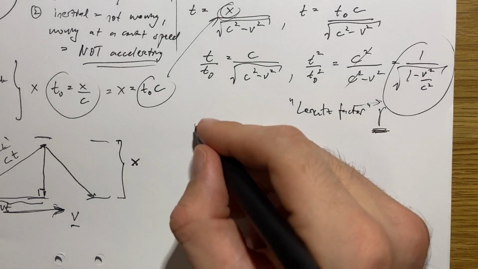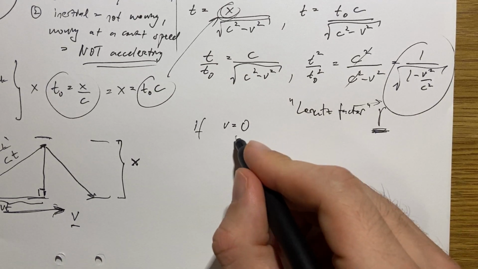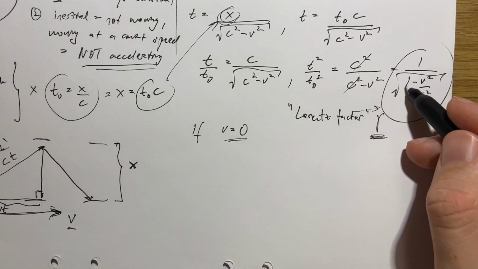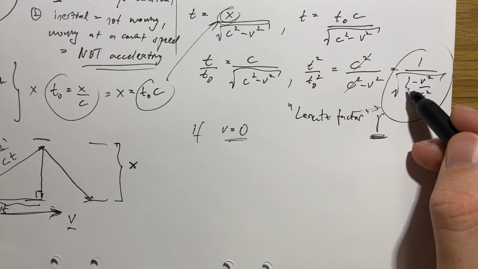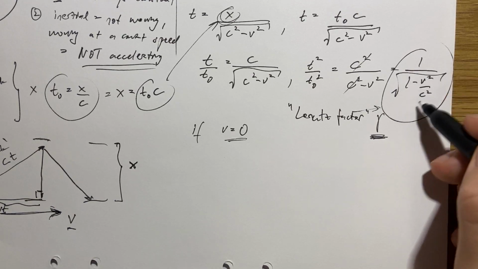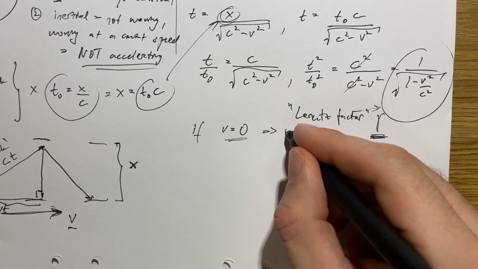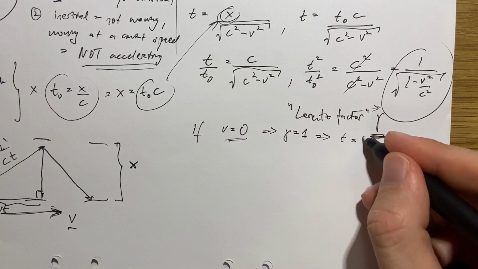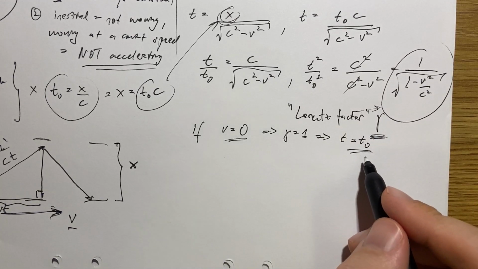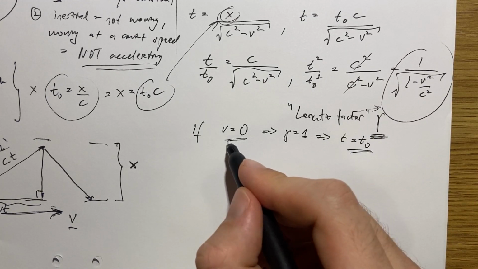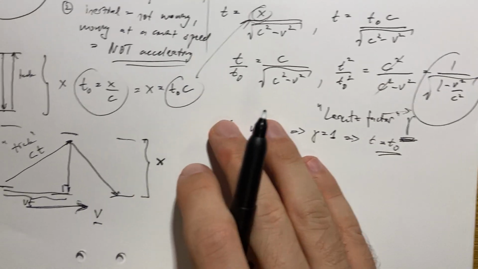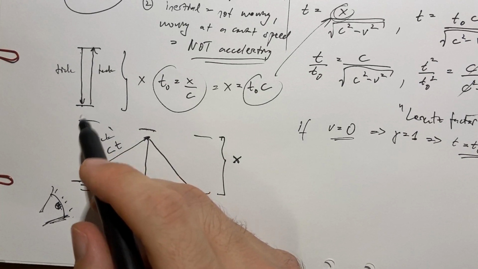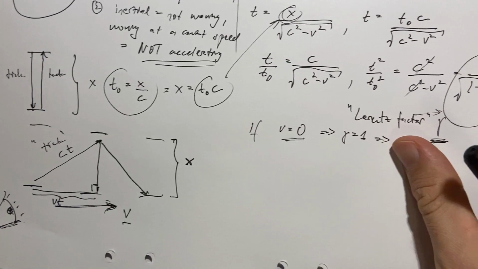Let's see what happens if v equals 0. So if v equals 0, then this expression will be 0. We will end up with a 1 in the denominator, and the root of that is 1. So gamma will be equal to 1. And this will mean that t equals t naught. And this is exactly what we would expect if v is 0, because then the car would be standing still and the observer at the side of the road won't notice any difference in the ticks between the clock that's standing beside him and the clock inside of the car, right?